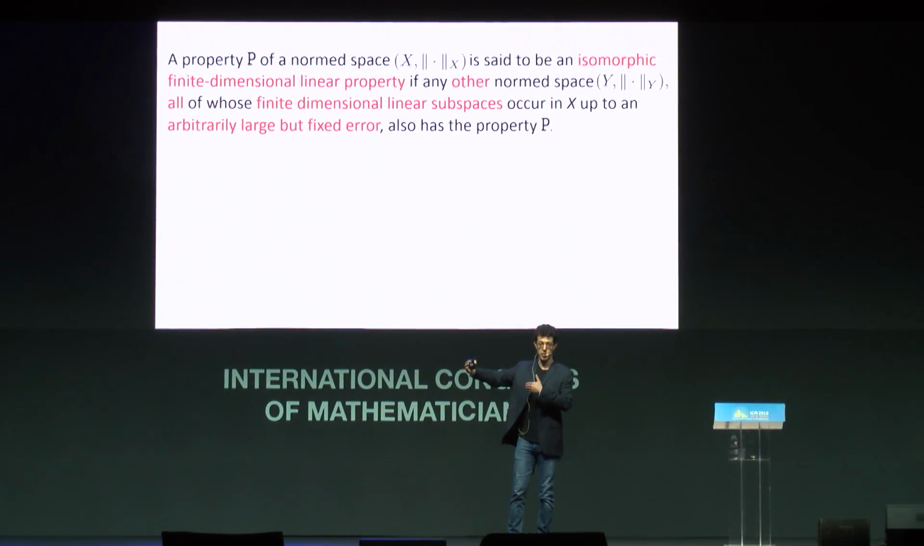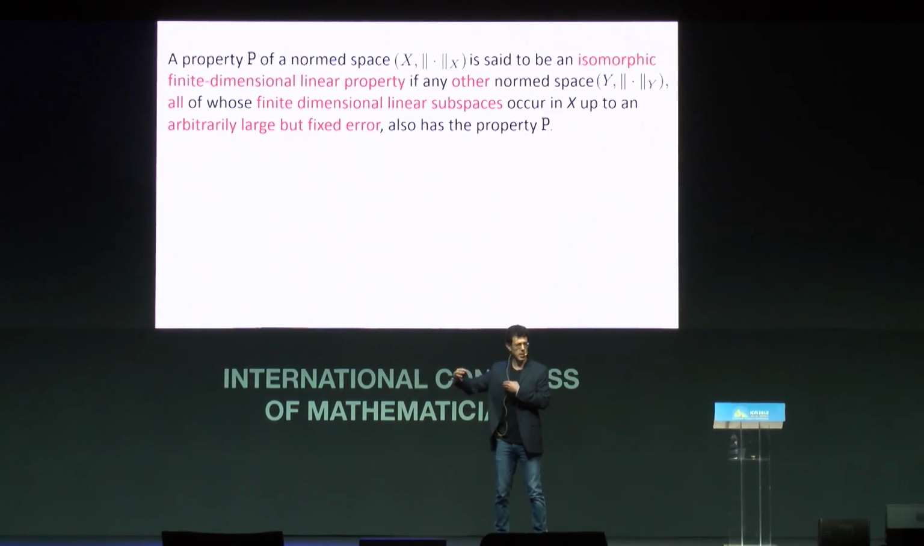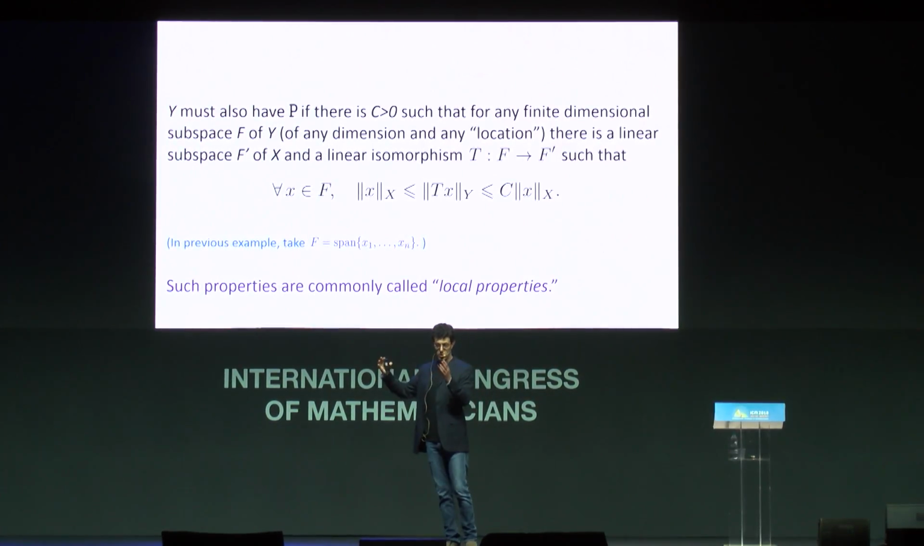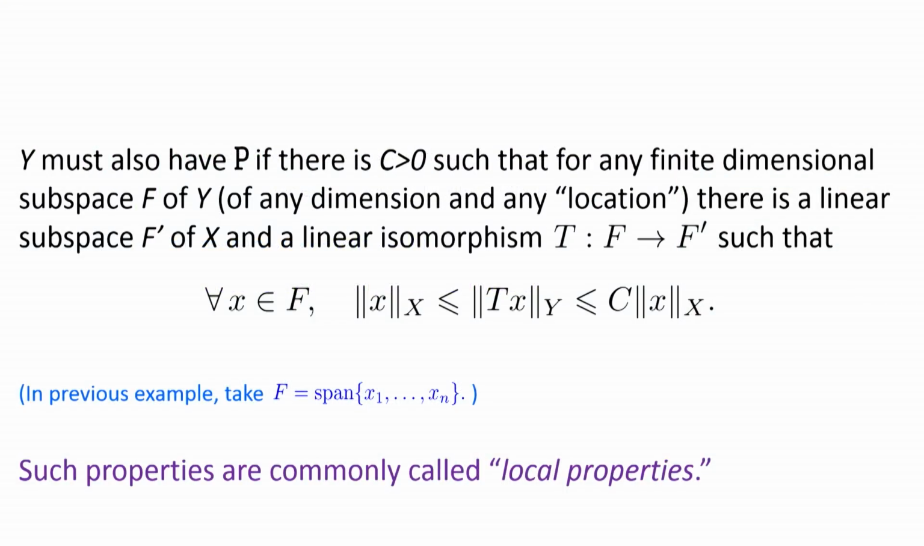So it's a relative definition. If you give me any other normed space Y which has the same finite dimensional linear subspaces as X, then Y inherits P. So formally, this new normed space must also have the same property P if you can come up with some constant, let's say 100 million, such that for any finite dimensional subspace F of Y, located anywhere in the space and of any dimension, you can find a companion subspace F prime in X and a linear isomorphism between the two, which preserves distances up to this factor C. C is chosen up front independent of the subspace.